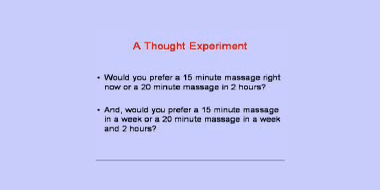And this can be measured by something called the discount rate. Everyone think for a moment: would you prefer a 15-minute massage right now or a 20-minute massage 2 hours from now? Or would you prefer a 15-minute massage for free in a week or a 20-minute massage in a week and 2 hours? Neuroeconomists and psychologists call this a small short-term reward versus a large long-term reward. Most of us would just say, well, 15 minutes right now, I'll take it right now. I don't want to wait 2 hours for an extra 5 minutes. But next week, I'll arrange my schedule so that I'll get the extra 5 minutes.